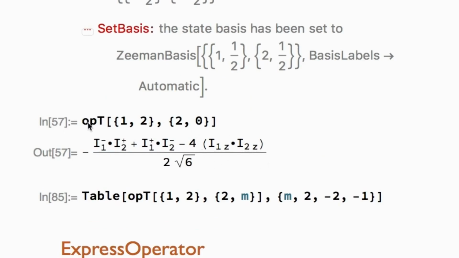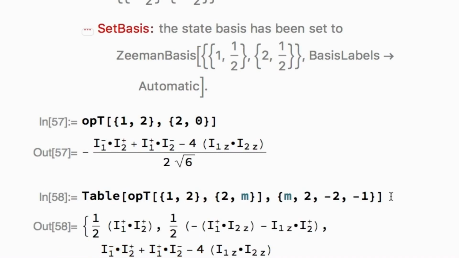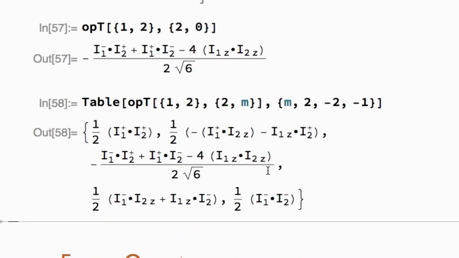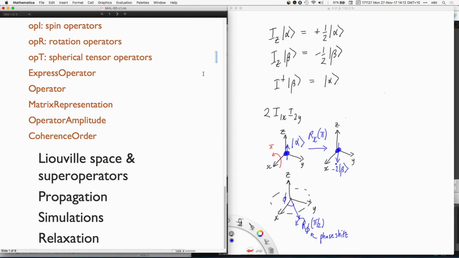The spherical tensor operator of rank 2 has actually 5 components, with another quantum number, usually called m, which takes values from -2 to 2. So there are actually 5 operators of that kind, and SpinDynamica knows what they are. We're going to come back to spherical tensor operators because they're used heavily in relaxation theory.